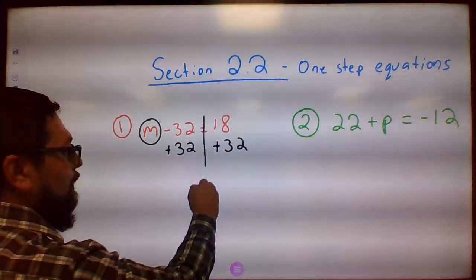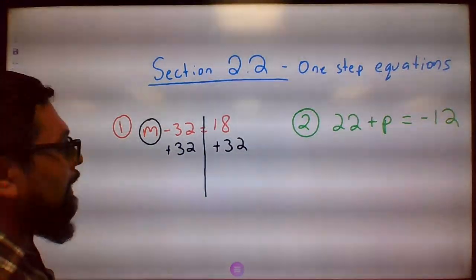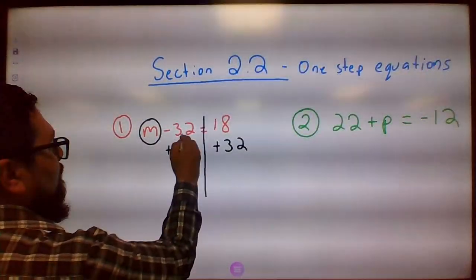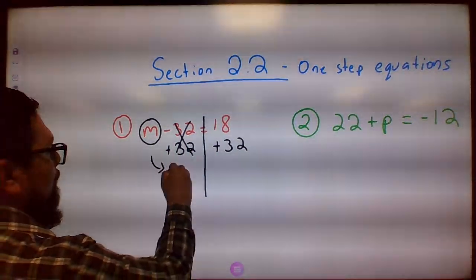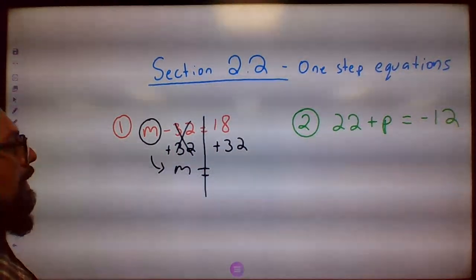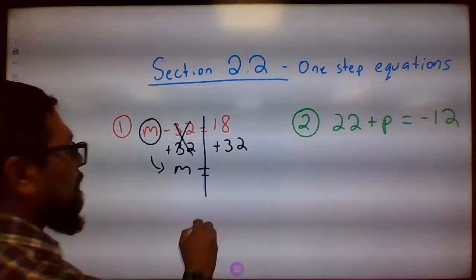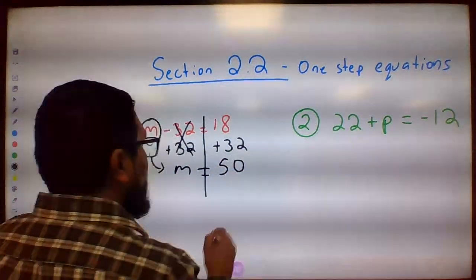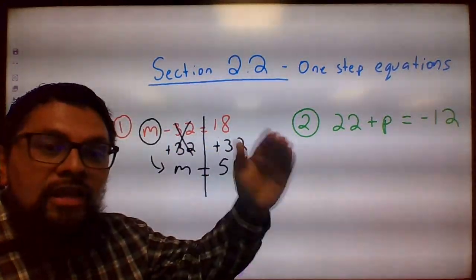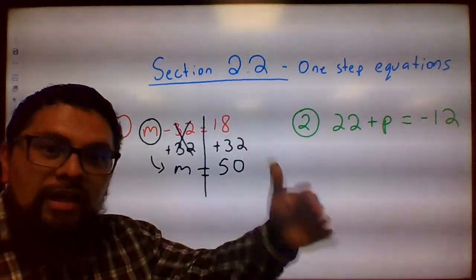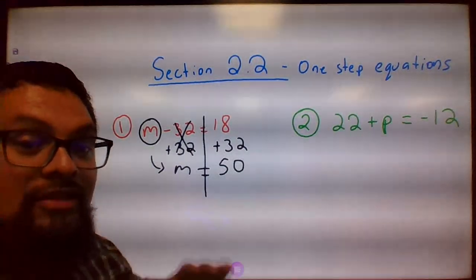Sometimes we put a line right here to make it look better. When you add these, you get 0, and the m is by itself. Then what's 18 plus 32? 50. Now, to check your answer, I usually like to say checala, checala. If you didn't know, that's what I do. Checala, checala means check your answer.